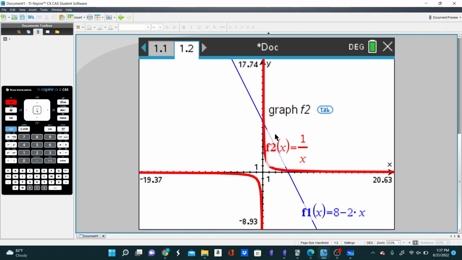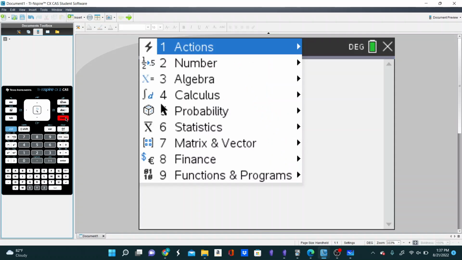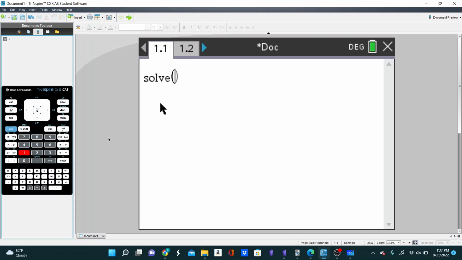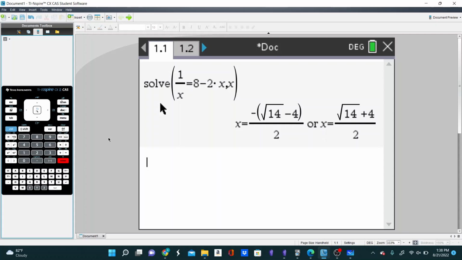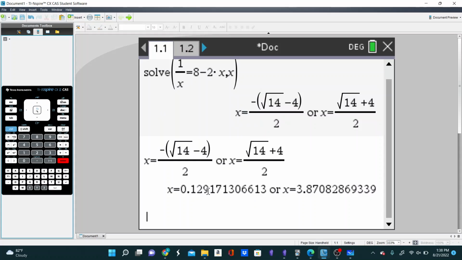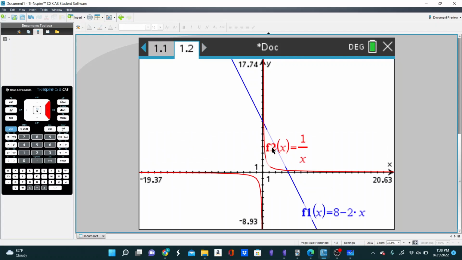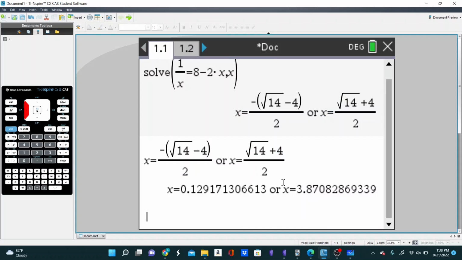So to find where these intersect, all we have to do is just find when they're equal to each other. So in other words, 1 over x will have to be equal to 8 minus 2x. So we get bounds at 0.129 and at 3.87. And that looks pretty accurate. This is pretty close to the y-axis. And if we count 1, 2, 3, 4, it looks like that intersection is just a little bit before 4. So that checks out.